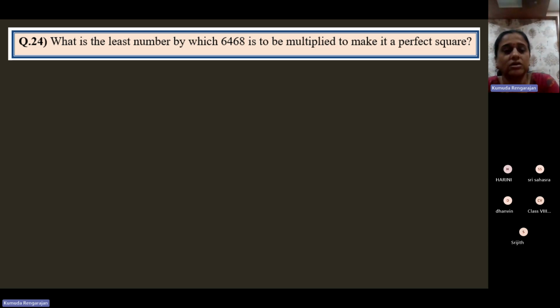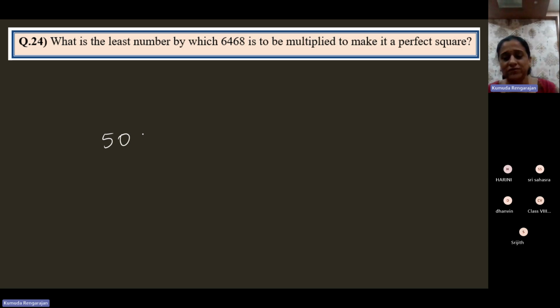Yeah, this is the next question. What is the least number by which 6468 is to be multiplied to make it a perfect square? So let's understand the question first. The given number is not a perfect square. That's given. So what is the least number by which it should be multiplied so that the resultant number is a perfect square? Now, for example, 50 is not a perfect square.